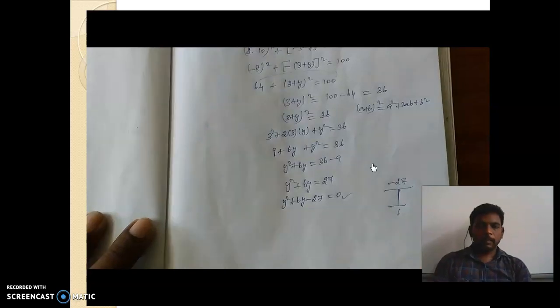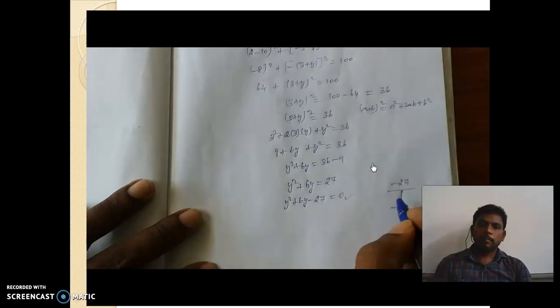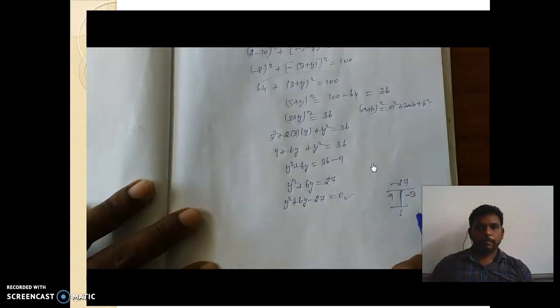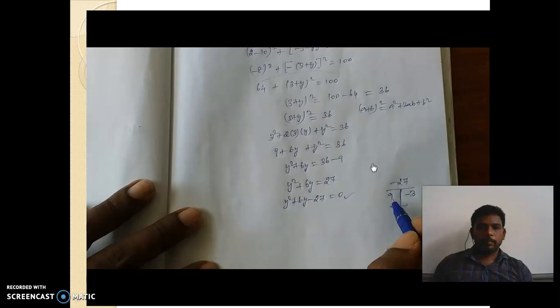So what are the possible factors? What about 9 and 3? So 9 threes are 27. But here minus is there, so we can put it in front of 3, right? Because the sum is a positive number, the negative sign is in front of the smaller value only. So here plus 6 is given, therefore plus in front of 9 only, always. That is, plus in front of the maximum number.